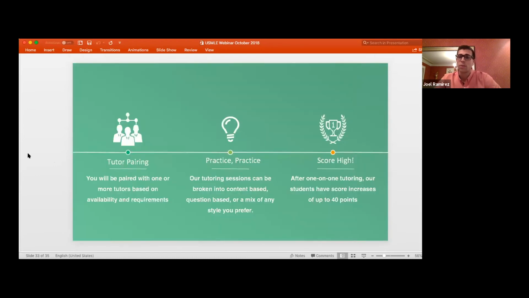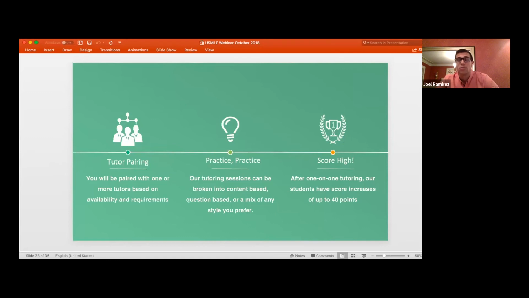The way it works is you would get paired with a tutor. Usually we pair you with one tutor, but depending on your needs, you might be paired with multiple tutors. You then work with your tutor one-on-one to find times that work for you. You can meet with your tutor whenever, wherever, based upon your availability and his or her availability.